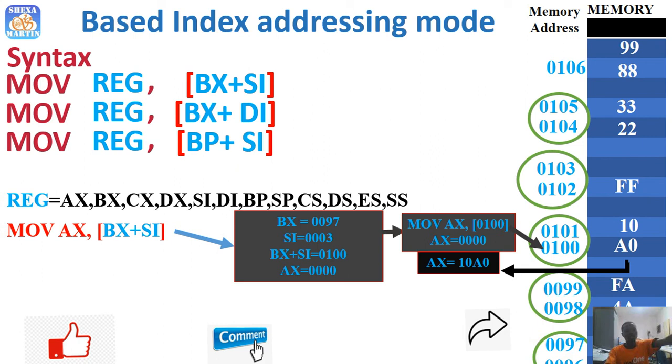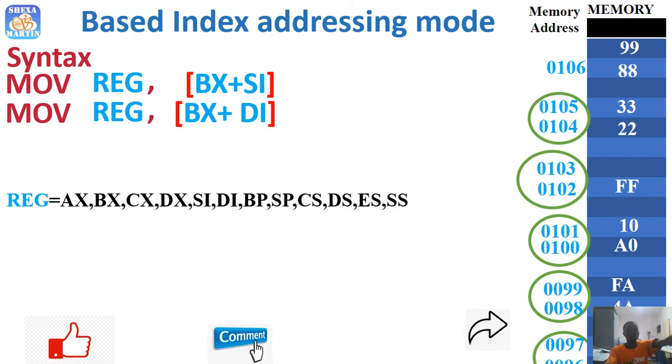So here is the illustration. Move AX, BX plus SI. In this case, what we are doing is we are just saying the address where we are getting the value is the addition of the value that is in BX and SI. If you combine the two values, the value that we get is now the address or the offset or the effective address. Then we get the value from that location.